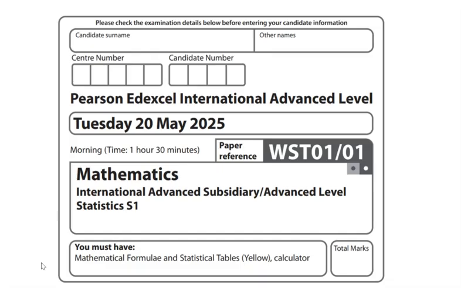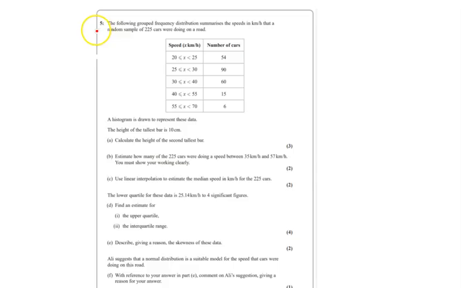We are moving on to question 5. Question 5 says that we have a frequency distribution table here that summarizes the speed in kilometers of randomly selected 225 cars on the road. So we have a table over here.